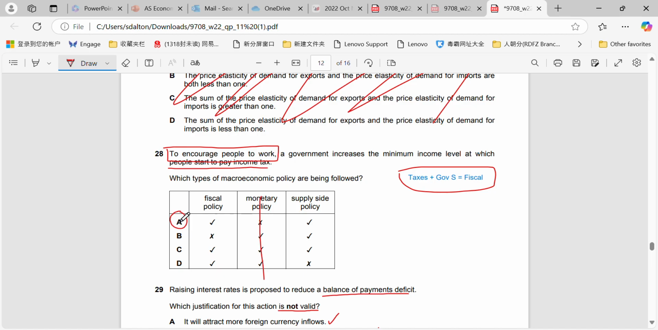Correct answer here would be A. Fiscal is the use of taxes, and supply-side is the encouragement of people to work. We're trying to disincentivize them to stay at home and collect government benefits, and we're trying to incentivize them to go to work by increasing the level at which they can earn an income before they pay tax.